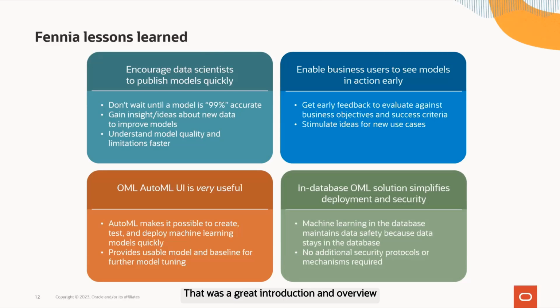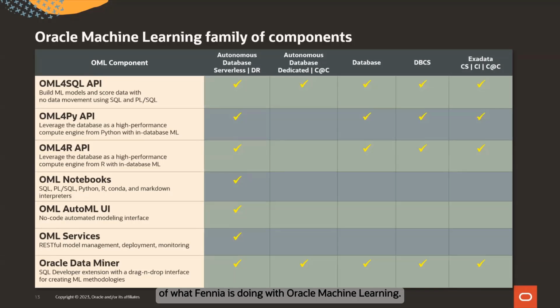Well, thank you, Heli. That was a great introduction and overview of what Fennia is doing with Oracle Machine Learning. One of the questions we just had in the Q&A was, is Oracle Machine Learning only available on Autonomous Database? It couldn't have been a more perfect lead into this slide, because Oracle Machine Learning is available in a number of different database variants. Whether we're on Autonomous Database, Oracle Database on-premises, Database Cloud Service, or Exadata CS, there are some differences, however.